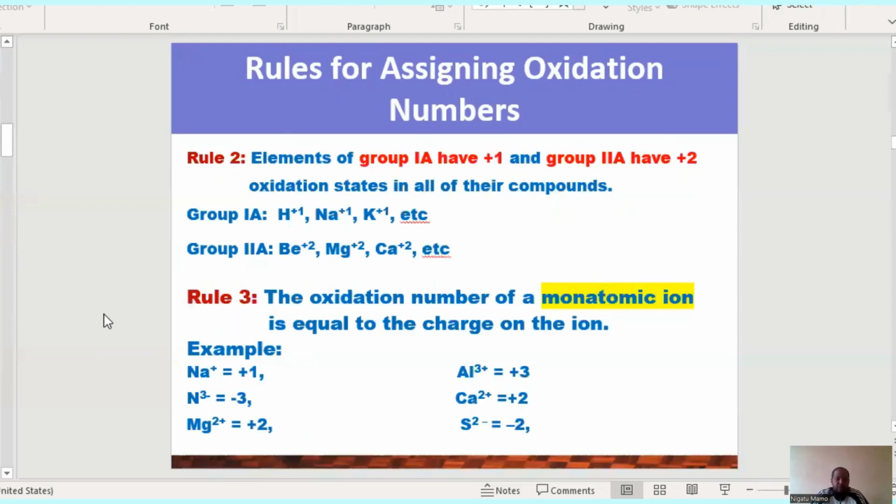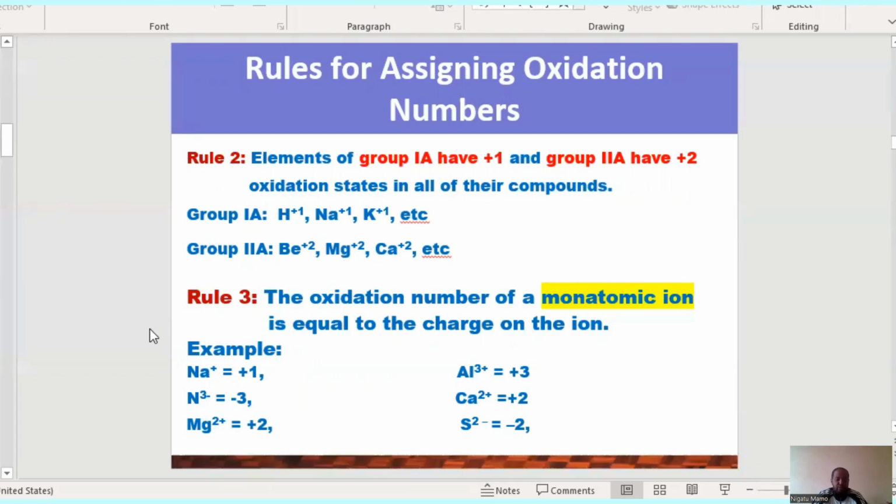The second rule: elements of group 1A have a positive 1 charge, and elements of group 2A have a plus 2 oxidation state in all of their compounds. Elements of group 1A are hydrogen, sodium, potassium, cesium, and so on. In their compounds, their oxidation state is positive. Group 2A includes beryllium, magnesium, calcium, strontium, and barium. In their compounds, their oxidation state is positive.